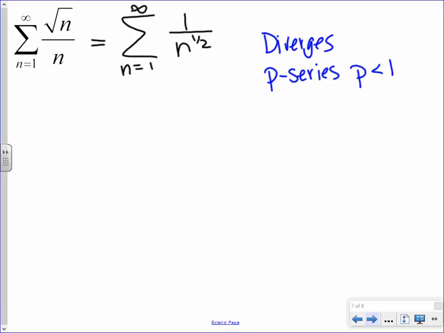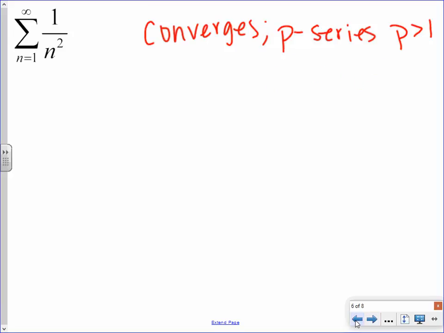Also know that if this was a 3 right here instead of a 1, we can move that 3 to the outside of the sum and look at the series of 1 over n squared, know that it converges by a p-series, and so then 3 over n squared would also converge.